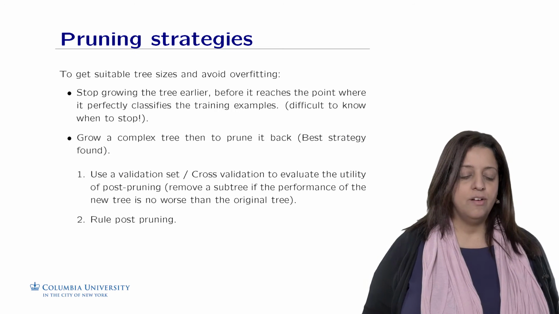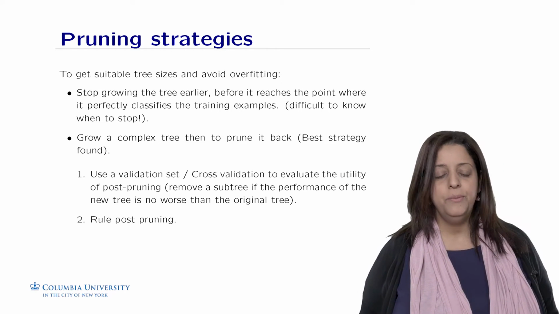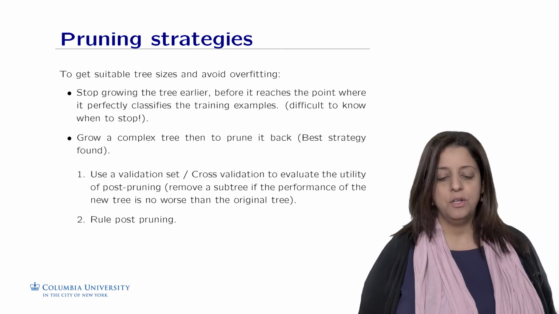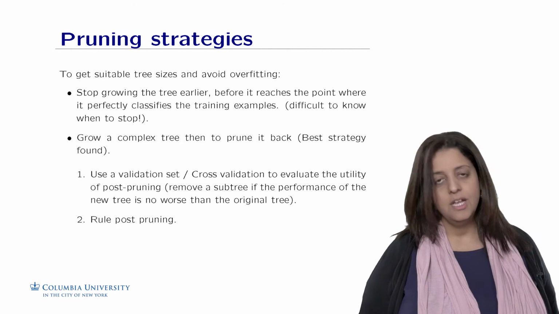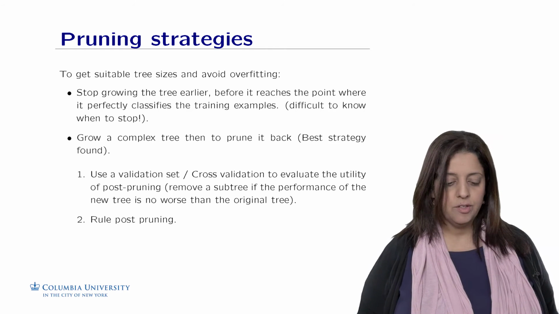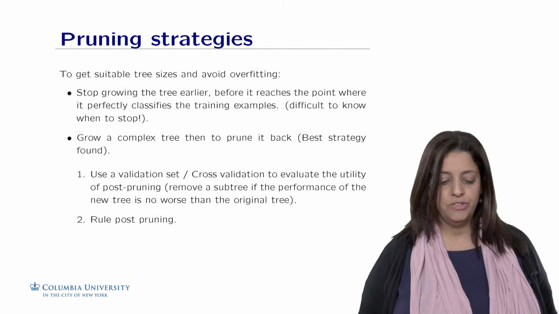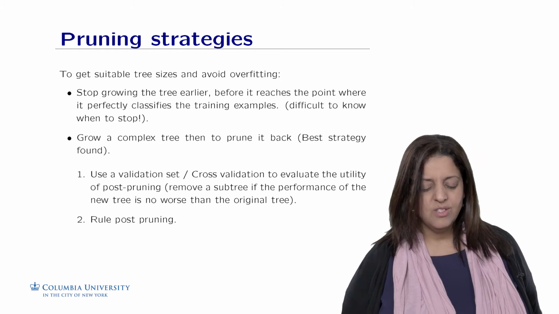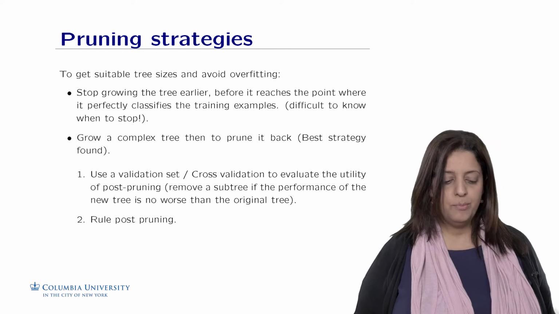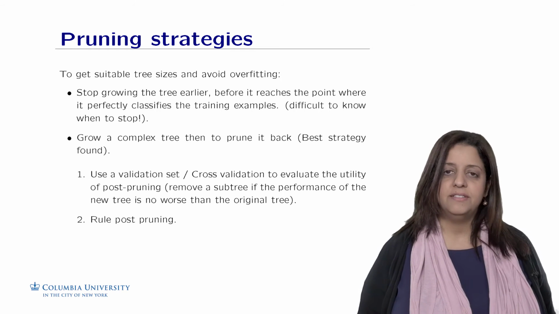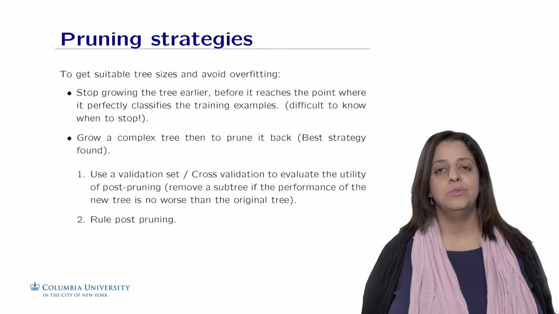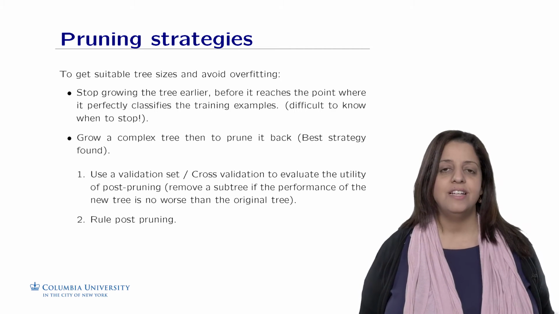To avoid this problem from happening, we are going to deploy what we call pruning strategies. So to get a suitable tree size and avoid overfitting, first of all, we could stop growing the tree earlier, before it reaches the point where it perfectly classifies all your training examples. It's difficult to know a priori when to stop, but you could do different tests to see what's going on.